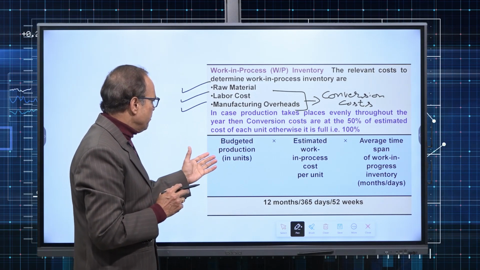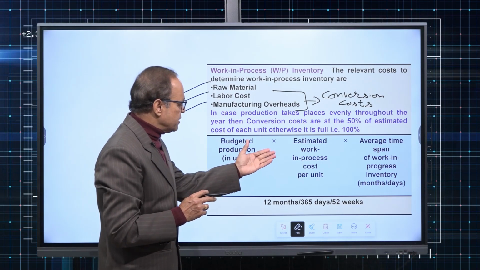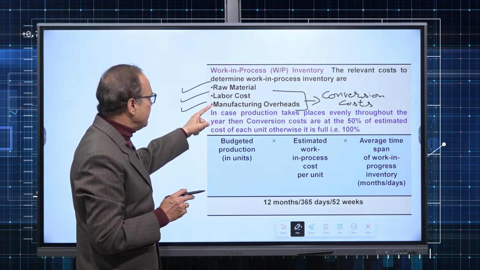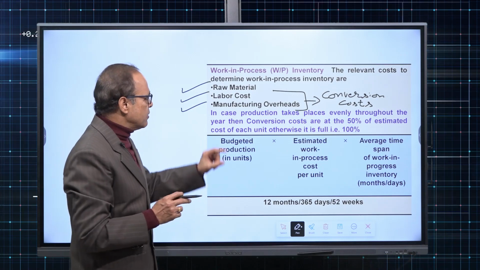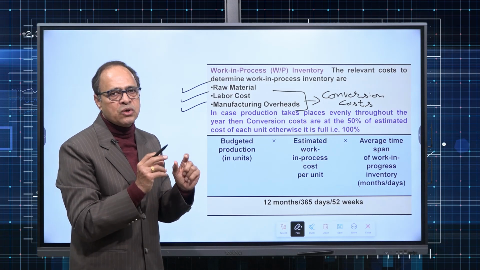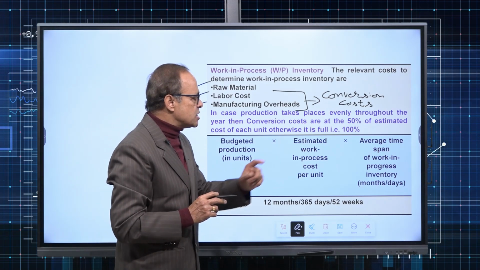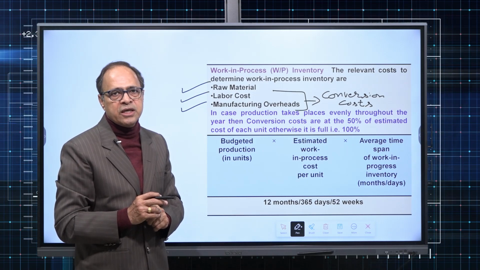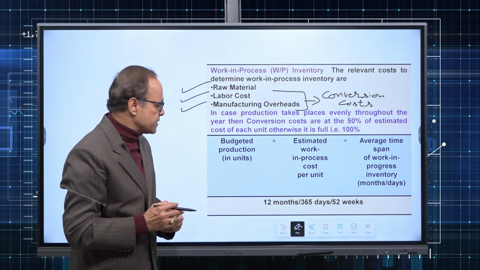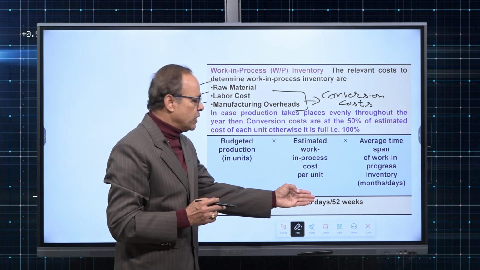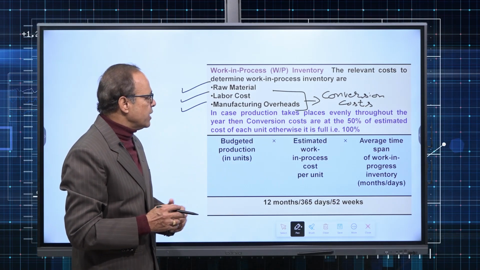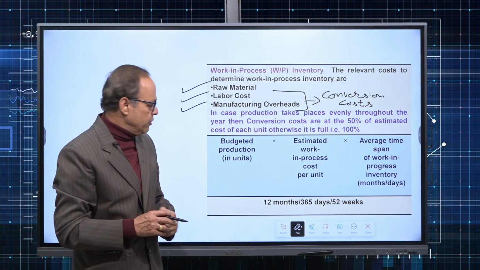The formula is simple: budgeted production in units, times estimated work in process cost, which will include raw material and the relevant element of labor and manufacturing overheads, either 50% of conversion cost or 100% of conversion cost, depending upon the assumption or the scenario. Then the average time span of WIP inventory, work in process or work in progress inventory, whatever you call it, divided by 12, 365 or 52, depending upon how we are given the holding period. So this is the way we estimate WIP inventory.